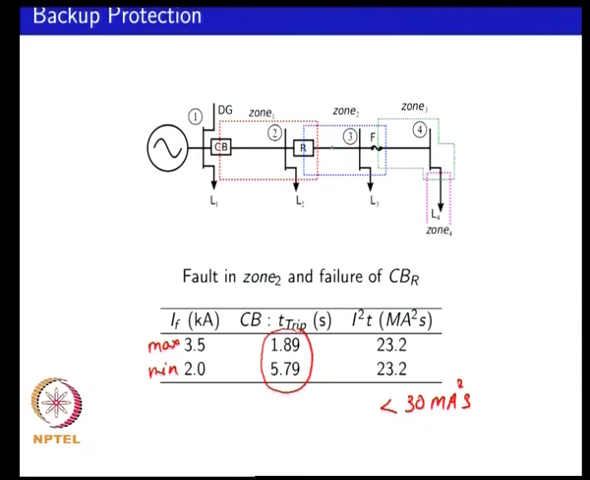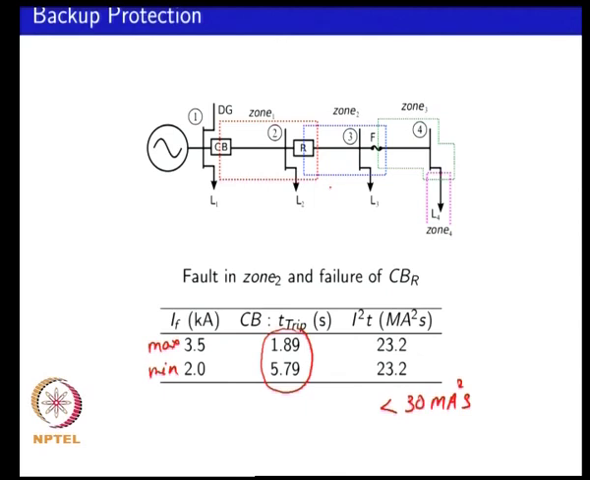So, you can see that the fault in this region and the failure of one particular device to operate is being backed up by an upstream device, and not just that the fault will not propagate to zone 1, zone 2 itself is entirely protected by the CB also in this particular case.